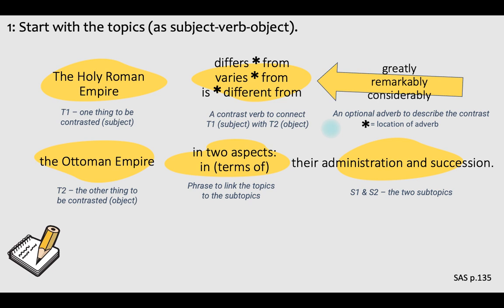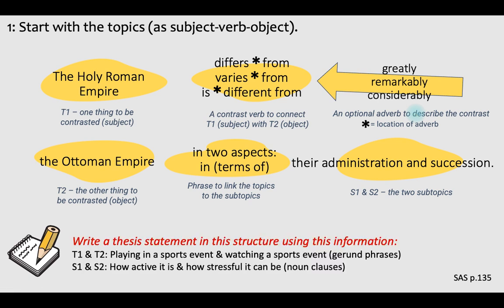These are ones we could use. Differs greatly from, varies remarkably from, is considerably different from. So these are optional, but you can add them in if they will give extra meaning to your thesis statement. A small bit of practice here. So I have a new T1 and T2: playing in a sports event, contrasted with watching a sports event. These are two gerund phrases. And my subtopics are how active it is and how stressful it can be. So I've written these as noun clauses.